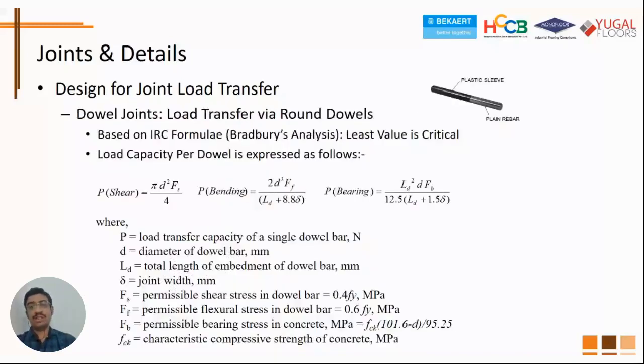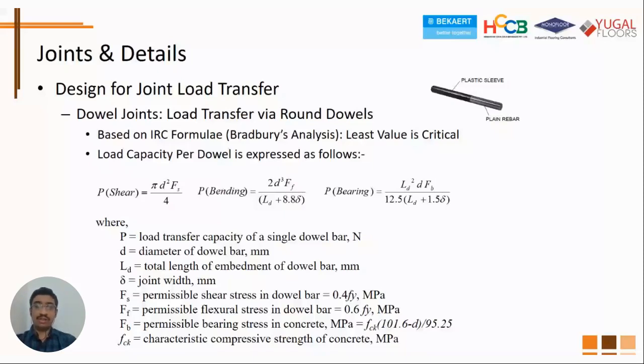Also, then the possibility of load transfer in a construction joint when you have dowels. So in a dowel joint, you could have round dowels. You have the capacity for shear, for bending and bearing because of the action of the dowels, and whatever is the least value becomes a critical value and is used for the design. So that becomes a load transfer capacity of the dowel.